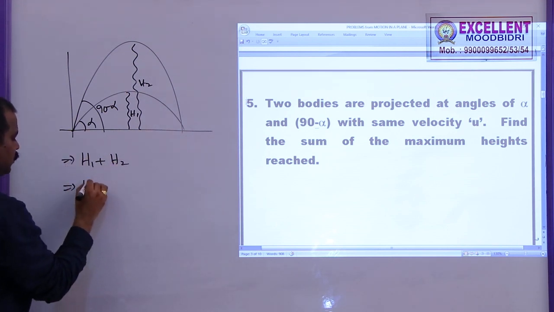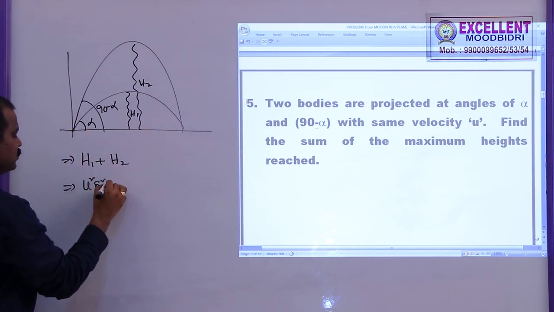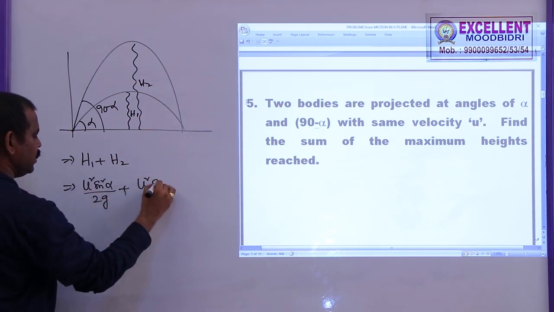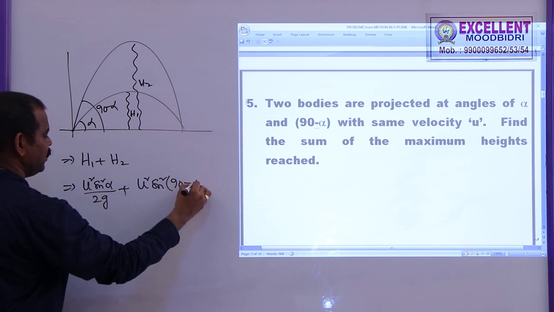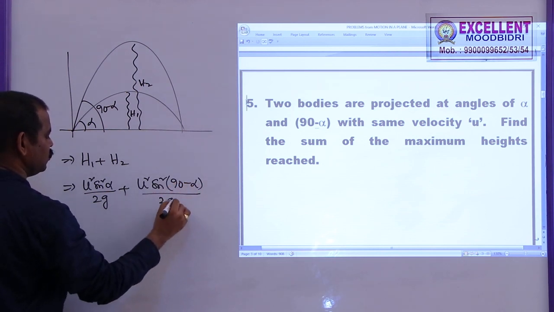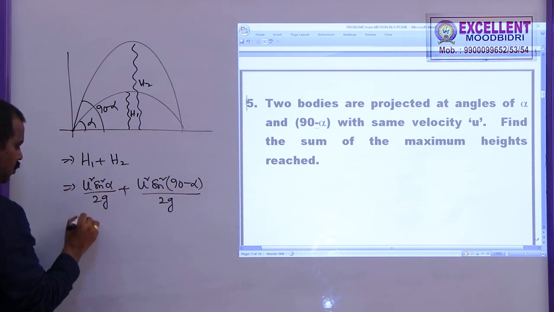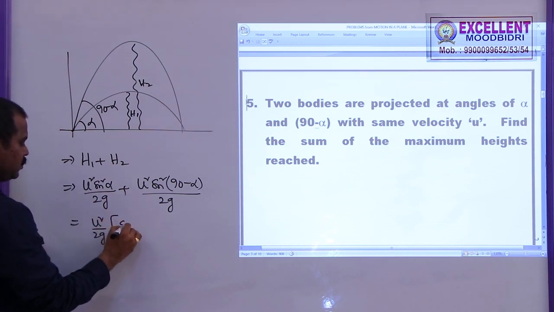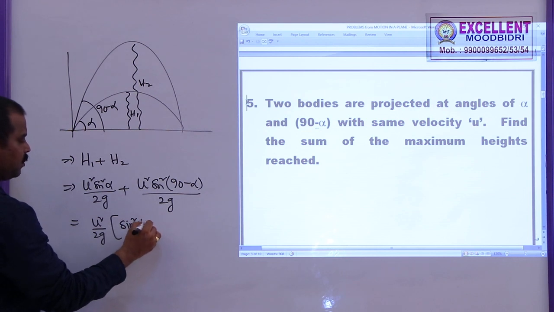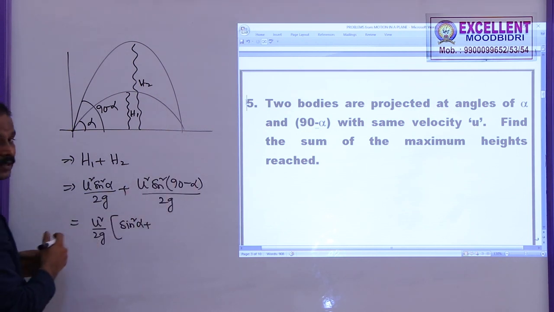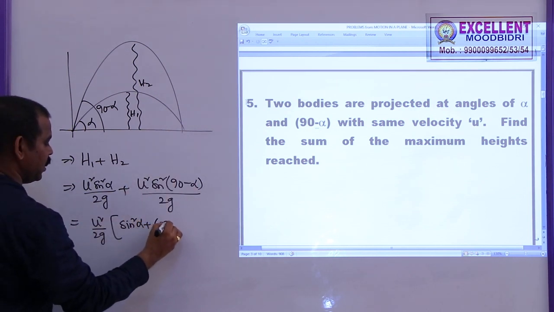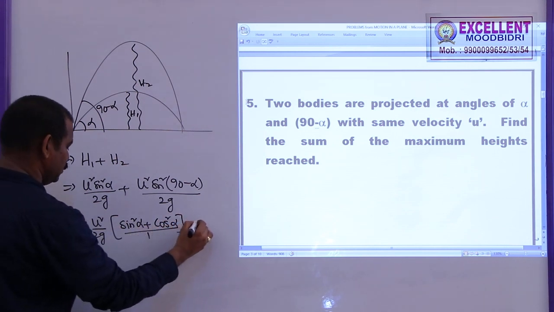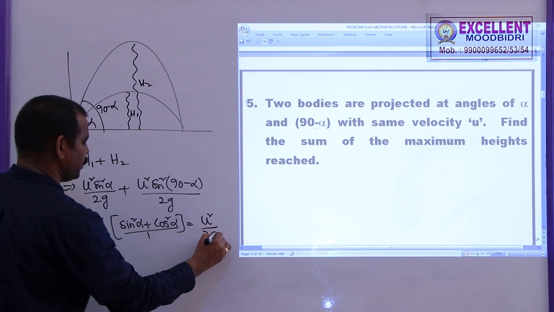So what is h1? u square sin square alpha by 2g. And h2 is u square sin square 90 minus alpha by 2g. These are the maximum heights. Now here u square by 2g is common. The remaining terms are sin square alpha plus sin square 90 minus alpha, and sin 90 minus alpha is cos alpha. So this is sin square alpha plus cos square alpha. We know that this is equal to 1. So the answer will be u square by 2g.